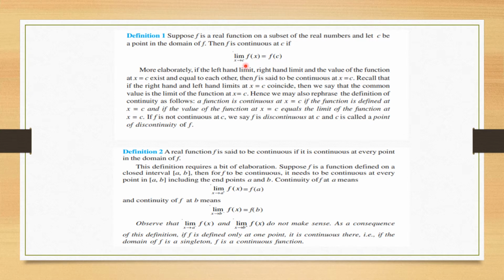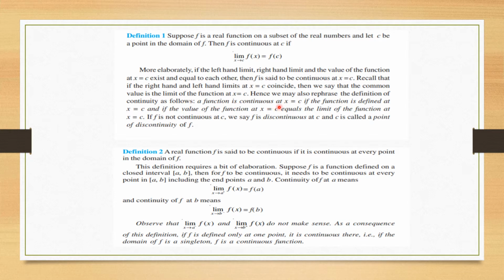And you know the limit exists if the right hand limit and left hand limit at that point both exist and are equal. So more elaborately, if the left hand limit, right hand limit and the value of the function at x equal to c exist and are equal to each other, then f is said to be continuous at x equal to c. Recall that if the right hand limit and left hand limit at x equal to c coincide, then we say that the common value is the limit of the function at x equal to c. This you already know. Hence, we may also rephrase the definition of continuity as follows.